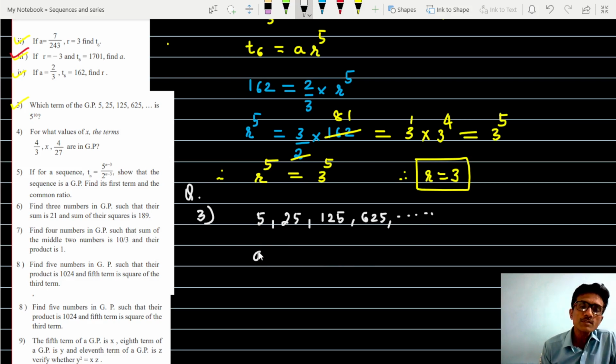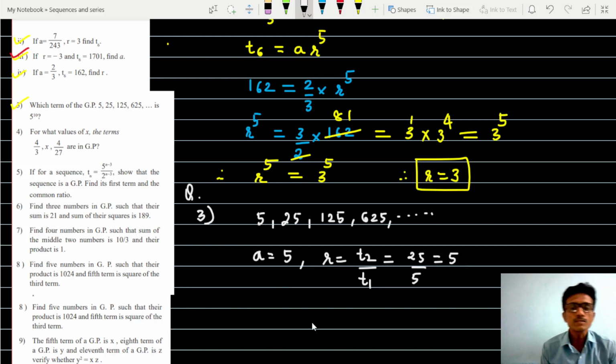Here what is first term? A is equal to 5 or common ratio R is equal to what? T2 upon T1 you can write. What will be T2? 25. What is T1? It is 5 and you are getting it is equal to 5. That means R is equal to what? 5. A is 5 and R is also equal to 5.